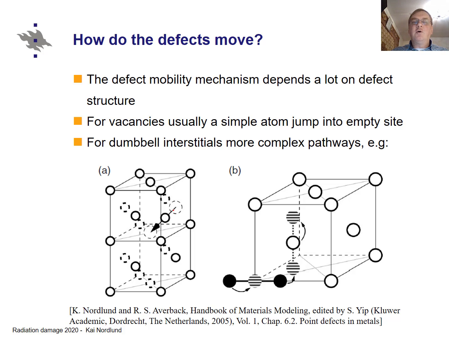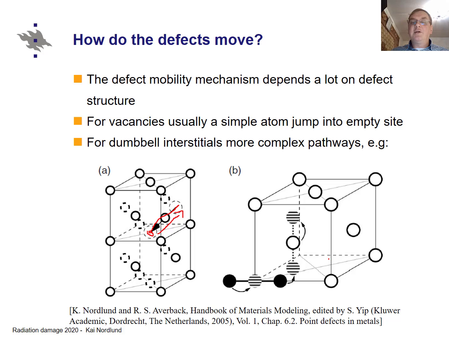Vacancies, almost always the vacancy migration is just that an atom jumps from next to an empty site into the empty site. So if this was the initial empty site, you may have an atom which happens to jump there, and then you fill this empty site, so this position becomes filled. But then obviously you have an empty site here, so the vacancy has migrated in the opposite direction to the atom.